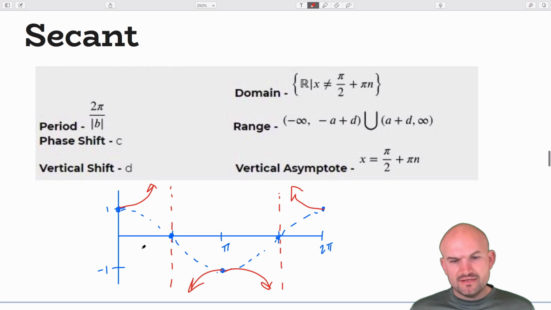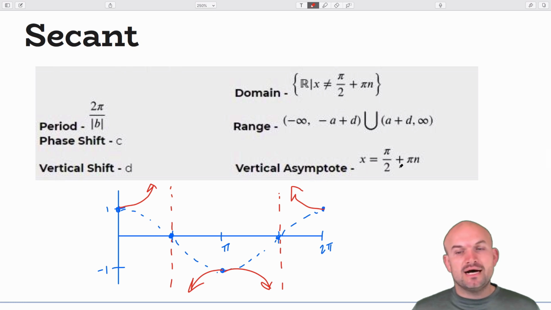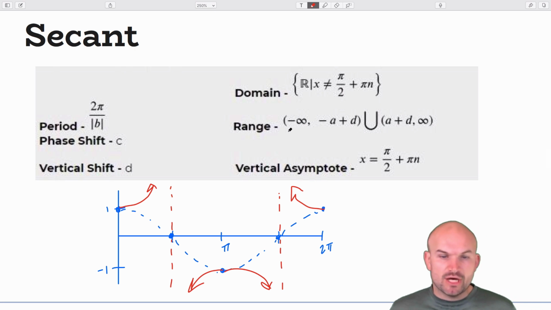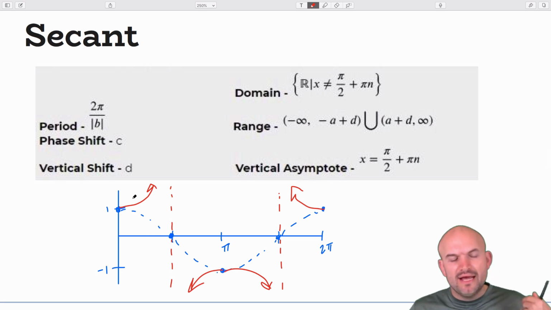Then we did the secant, which again is very similar, same kind of idea. You can see the same information. The only difference is, obviously, besides the initial period of the graph being different, you can see the vertical asymptote occurs at pi halves plus pi n, and therefore the domain is going to be all real numbers except for pi halves plus pi n. But yet the range is exactly the same, right? It has that relative maximum value of -1 and that relative minimum value of +1.